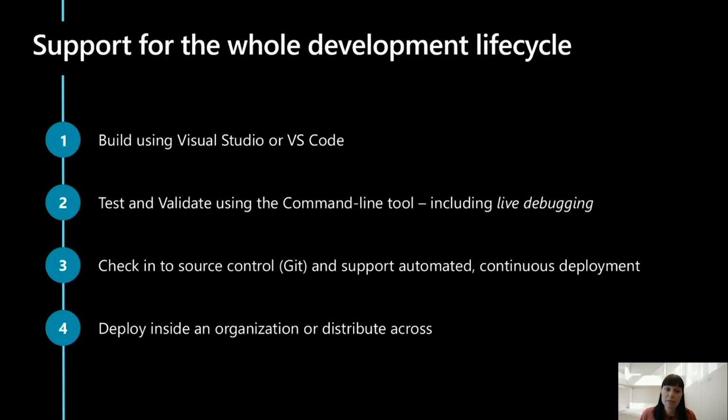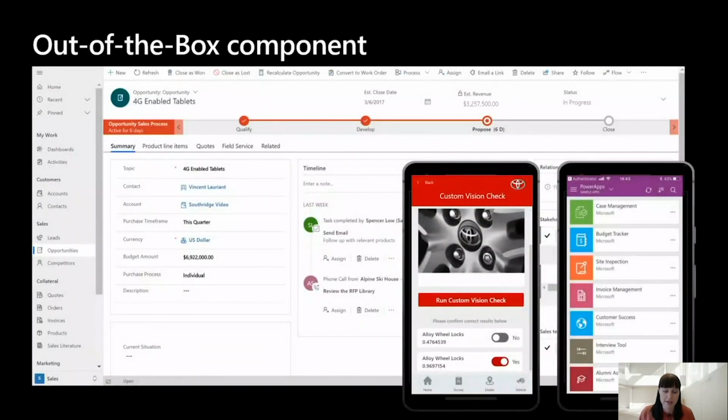So if you're looking at the whole development cycle for building custom controls, you'll start in VS Code, you'll build out your control, you can do test and validation in the CLI. We also have live debugging capabilities available right there. And obviously we have support for source control, so you push it all to Git, so you have a fully automated process. And then you can choose to deploy into a different environment or different environments where citizen developers can use them, or you might choose to use them yourself.